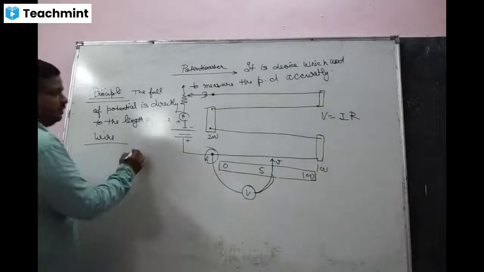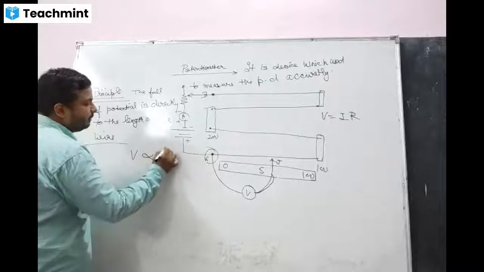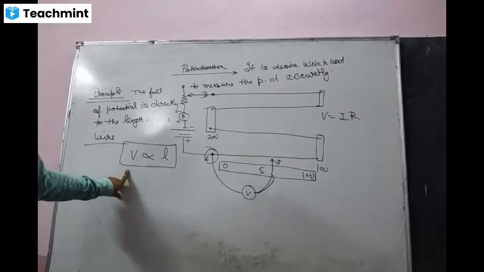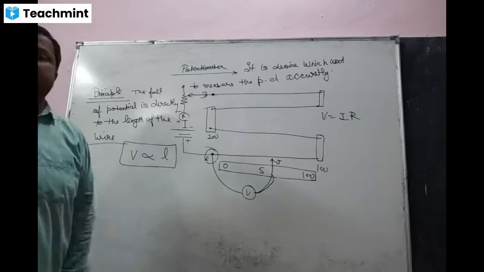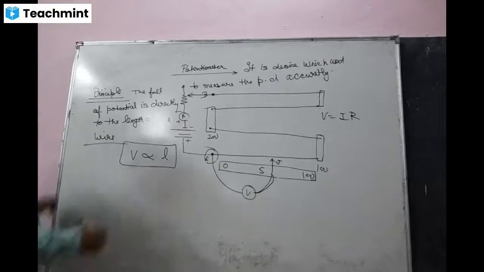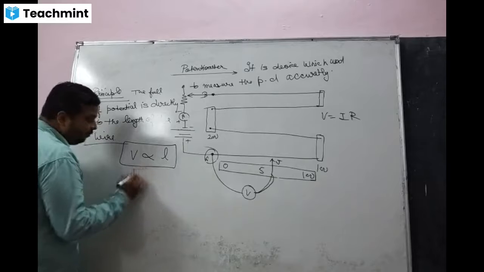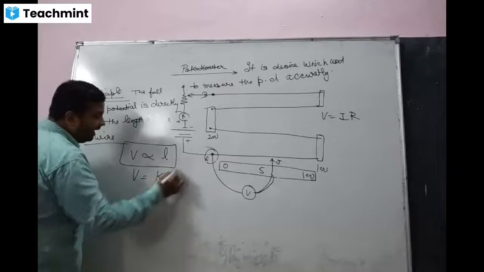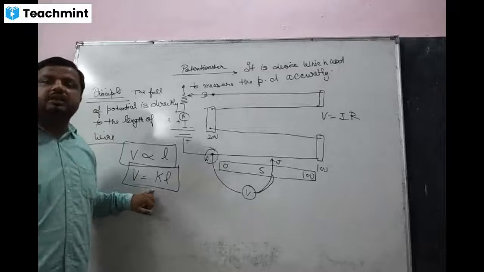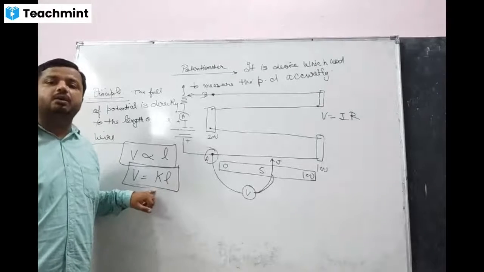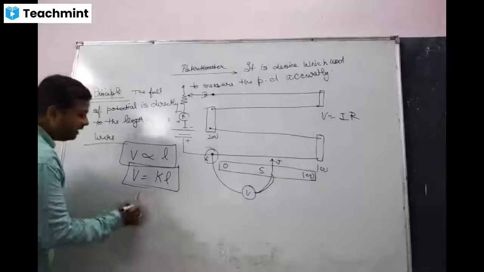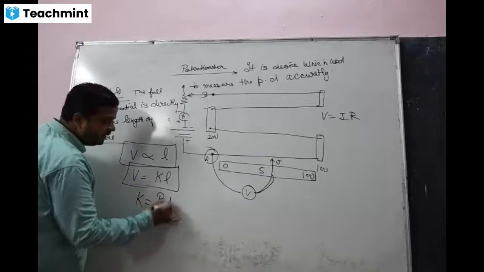We can say that V is directly proportional to L. The fall of potential is directly proportional to L. Okay, write V is directly proportional to L, so V is equal to KL. K is called the potential gradient.